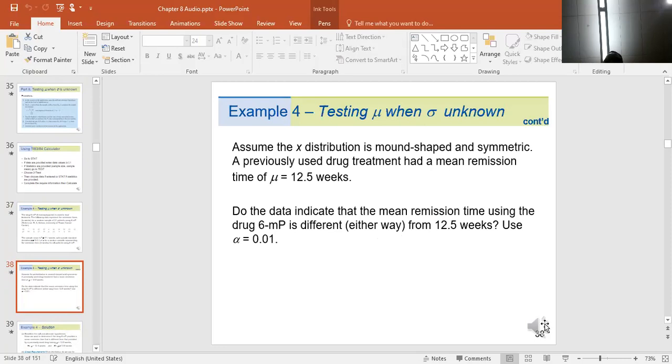A previously used drug treatment had a mean remission time of 12.5 weeks. Do the data indicate that the mean remission time using the drug 6-MP is different from 12.5? What is the claim here? What is the claim?